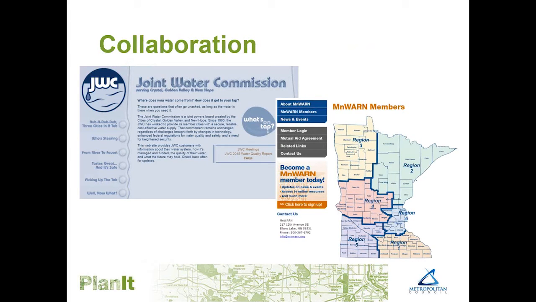Examples of collaboration are common throughout the region. Communities often collaborate on water supply issues. Some have formal water supply system agreements with neighbors, such as the Joint Water Commission, which serves Crystal, Golden Valley, and New Hope. Other communities support one another on an as-needed basis through programs such as MNWARN, Minnesota's Water and Wastewater Agency Response Network. There are many other opportunities for collaboration, and Metropolitan Council supports planning that supports these approaches.